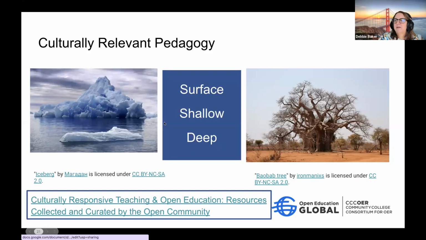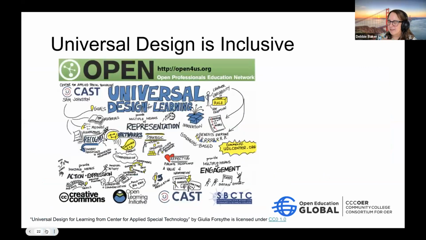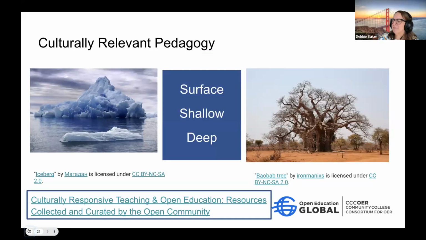So if you want to know more about specifically how culturally responsive teaching and open education connect, there is a resource, and this is, I think, the resource that Liz dropped in the chat for us. This resource was collected and curated by the open education community during Open Ed Week in 2023. And this work was led by and continues to be managed by MIT's Open Courseware program, Merlot, and participating HBCUs. So next slide.